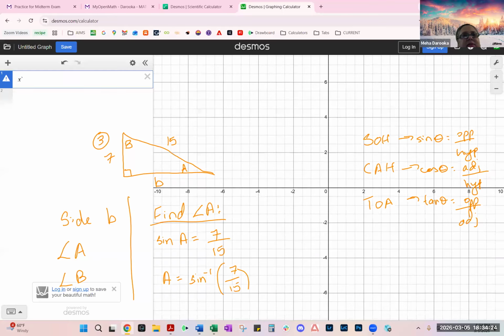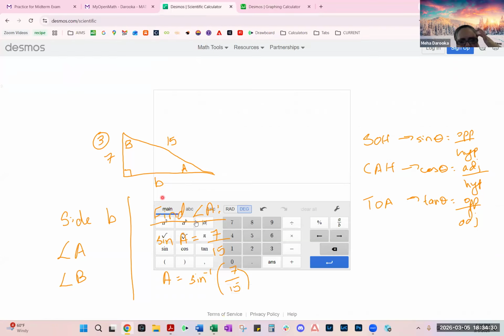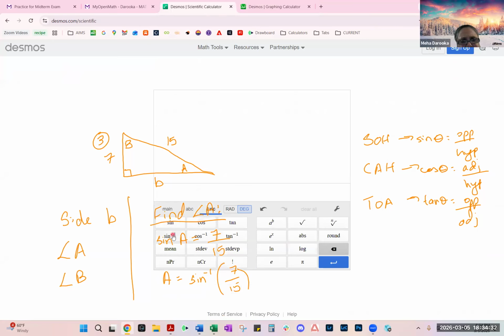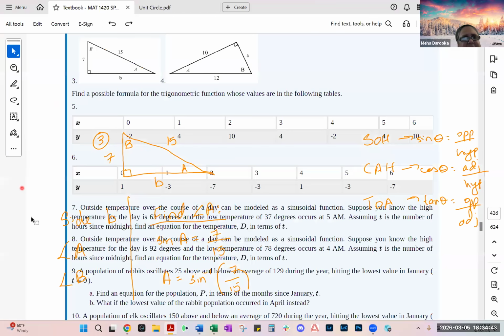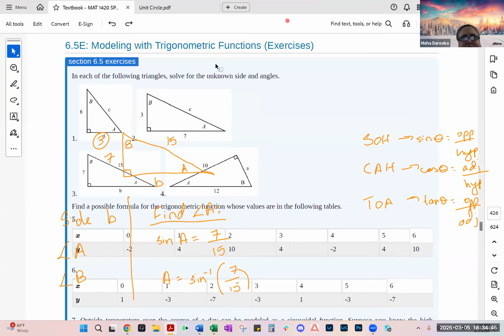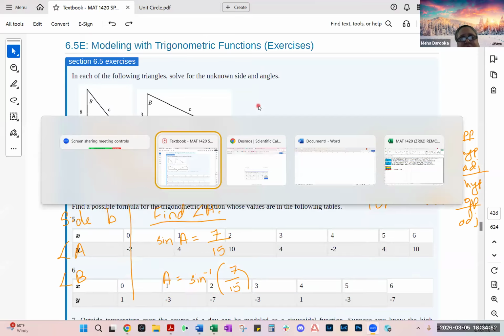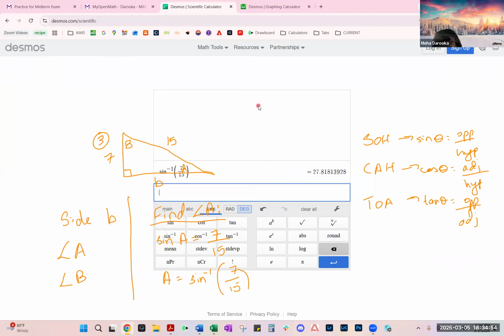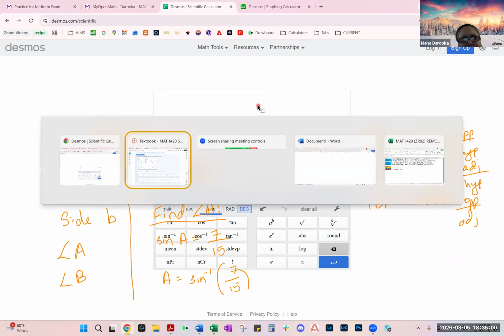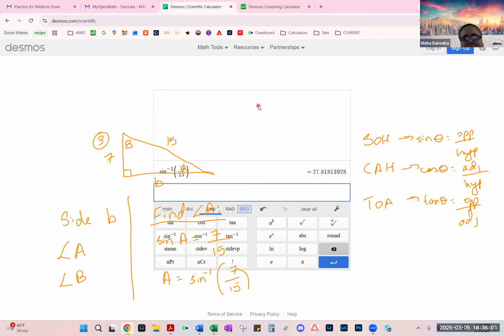Let's come down here to the calculator. We need the sine inverse of 7 over 15. This is coming out in degrees. Did they tell us if they want degrees? Actually, they're not telling us if they want the angles in degrees or radians. Hopefully your exam will give you a little more information.